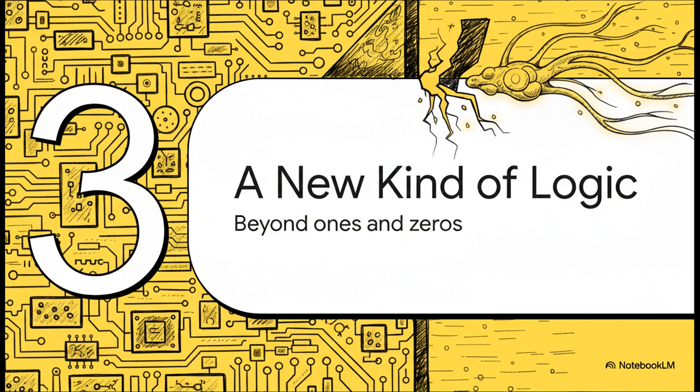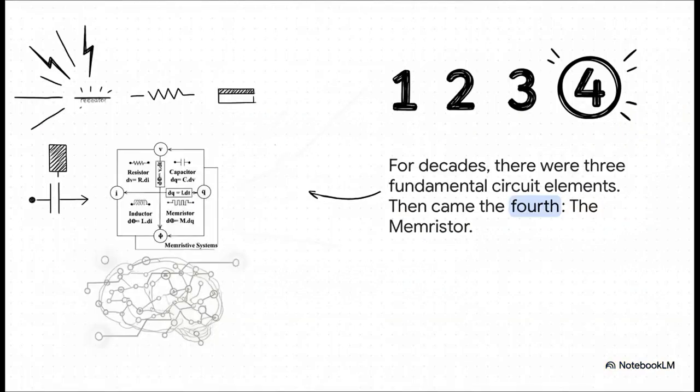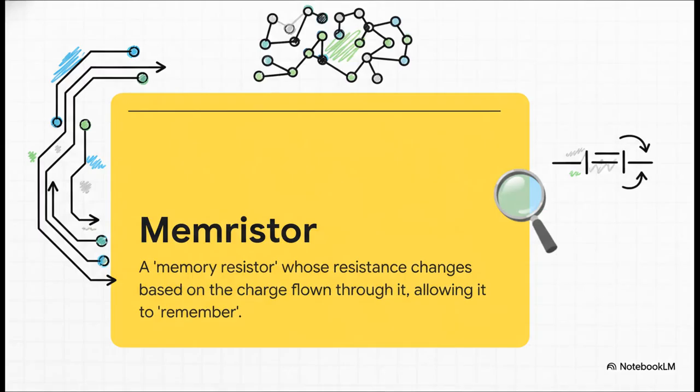So to make the next big leap, we're going to need a whole new kind of logic. You know, for decades, every electrical engineering textbook in the world said there were 3 basic fundamental parts to a circuit: the resistor, the capacitor, and the inductor. That was it. But in 1971, a 4th one was theorized, and then in 2008, it was actually built. Everybody, meet the memristor.